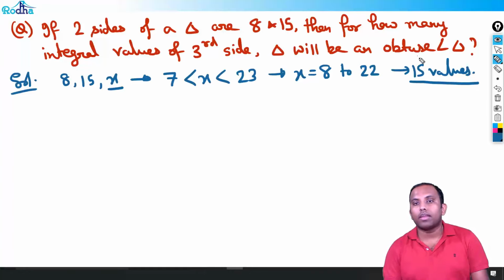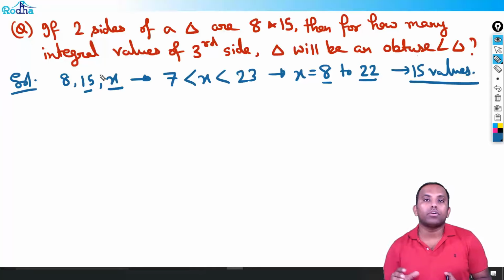So for obtuse angle triangle, I know what is the condition? Longest side square is greater than sum of squares of other two sides, right? But if you see here, x can take the value from 8 to 22. And one side of the triangle is 15. That means x is sometimes less than 15 and sometimes greater than 15, right? So there will be a kind of controversy if I directly pick any value for x. That means there are two cases that can be formed, right?